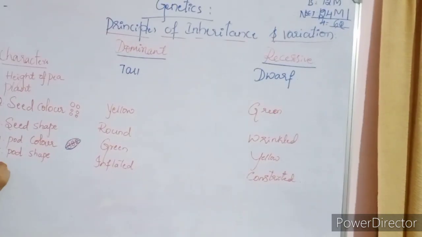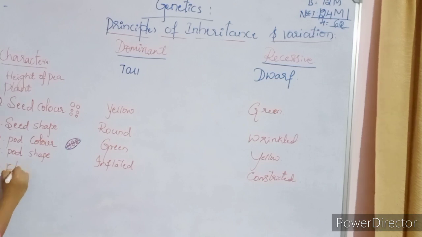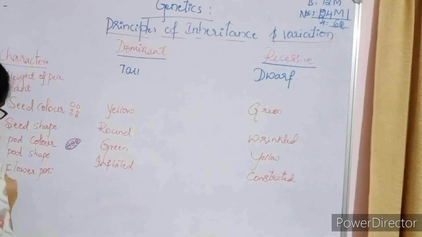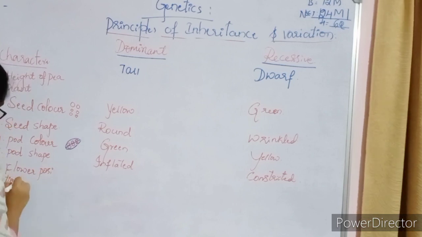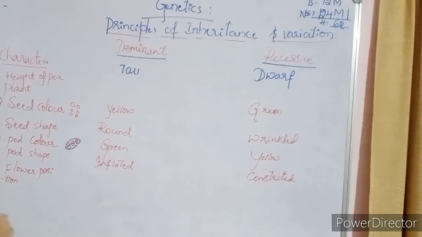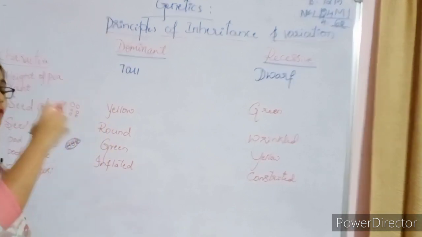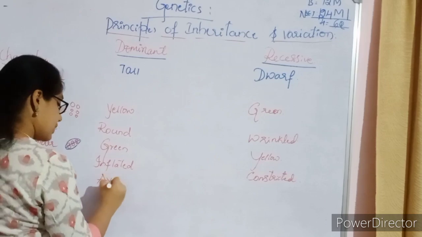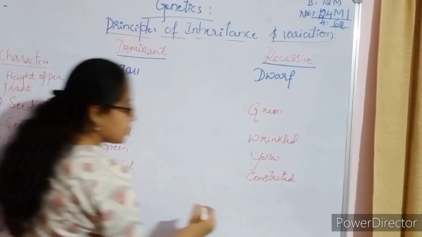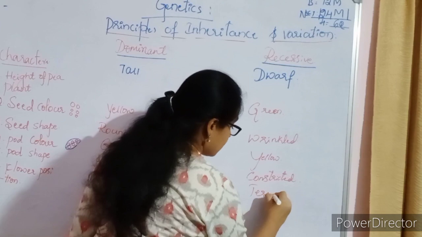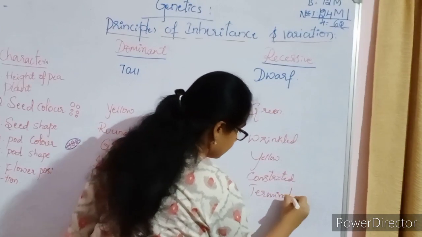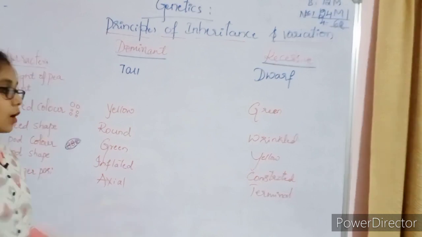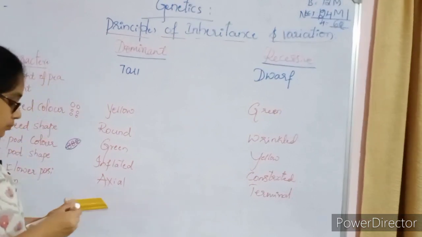Okay, so next is flower position. Okay, so flower position means position of a flower in plant. So it may be axil or it may be terminal. Okay, so it may be axil or it may be terminal. I'll show you how.